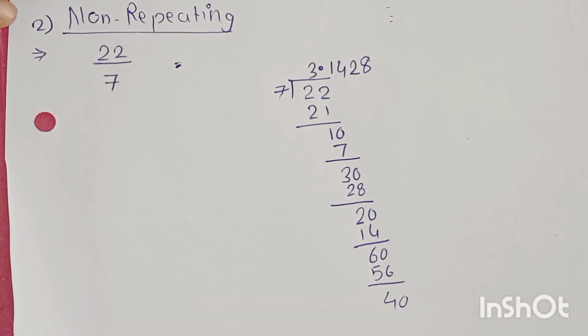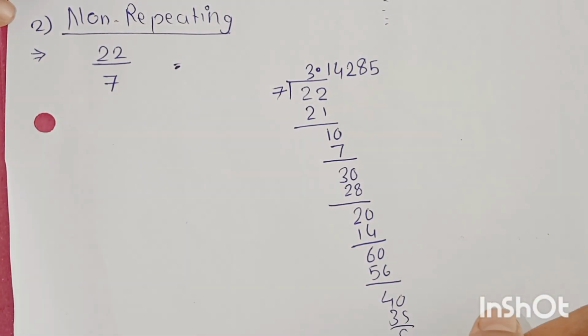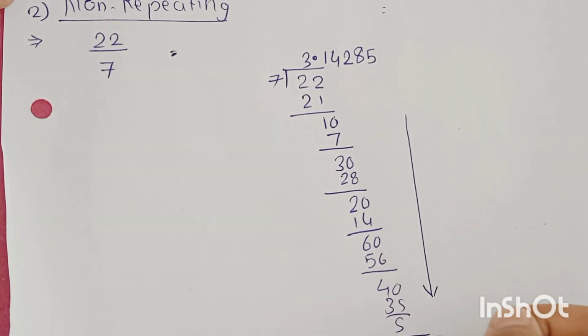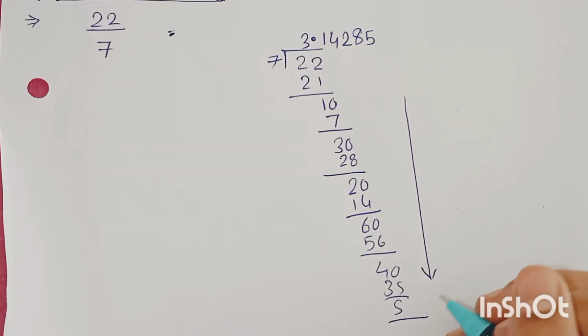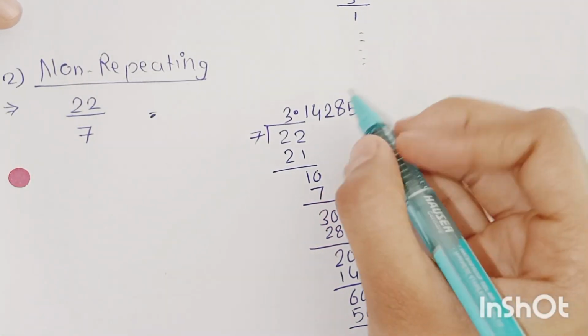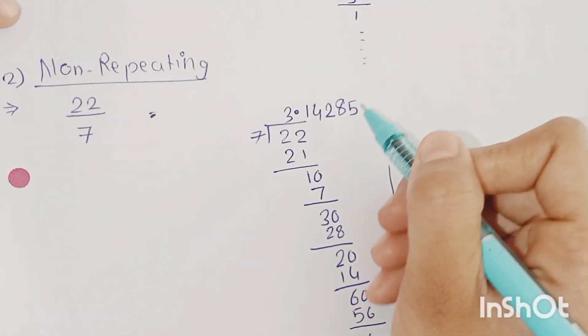If you continuously do that, then you will just get several numbers of different types. You will not reach the end of this if you continuously move on. Therefore, we will stop here only. And finally, the answer we got is 3.14285 and so on.